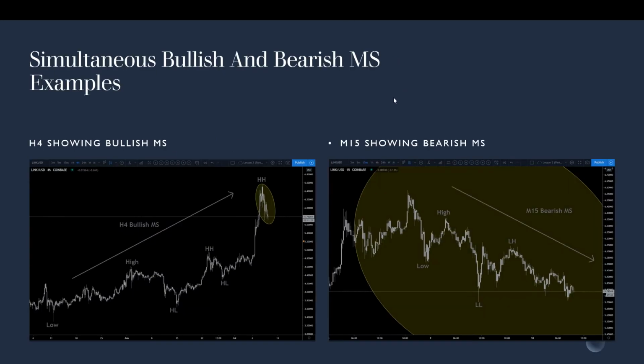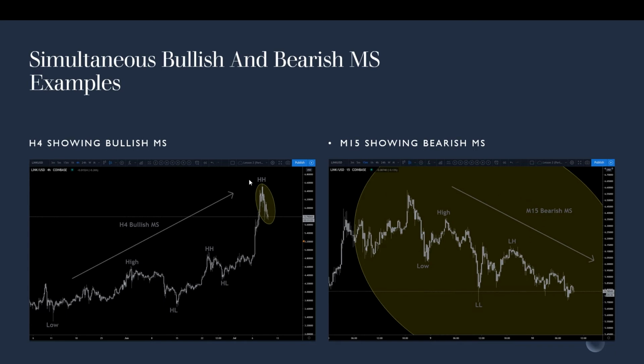So, simultaneous bullish and bearish market structure examples. On the left, I've got Chainlink versus United States dollars. It's making its move up. We can see we're in a 4-hour bullish market structure, and we've got a low, high, higher low, higher high, higher low, higher high, and I've got the yellow circle. So bullish market structure on the 4-hour.